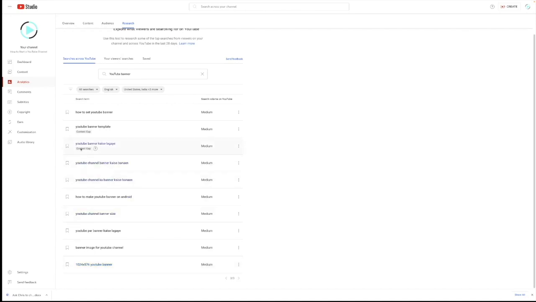Now you'll also notice it says content gap. This is YouTube telling us the algorithm needs more videos on this topic because viewers may not be finding any results for this topic, or they might not be finding an exact match for their searches, or there's just not enough relevant videos. So these are really good. These are topics that you want to make videos for.